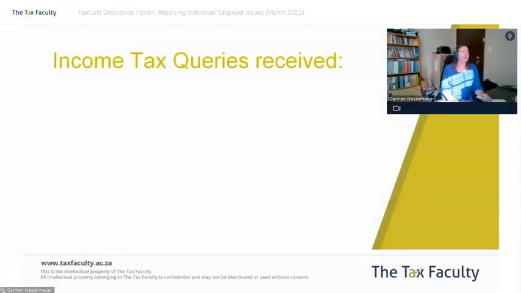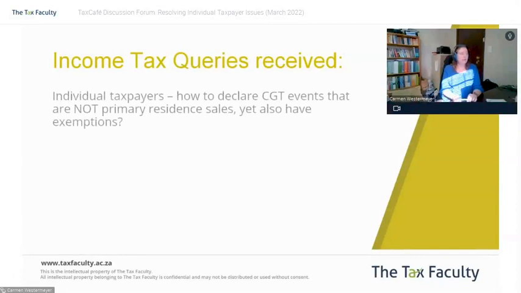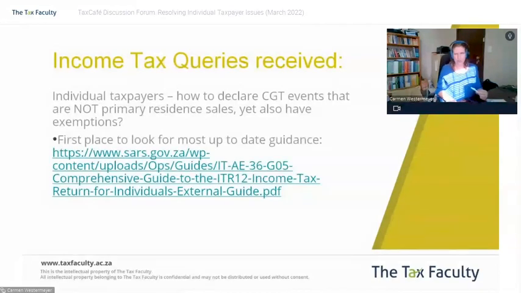All right. So, first income tax query received is what happens to individual taxpayers for how they declare CGT events that are not primary residence sales that also have exemptions attached to them. How do you declare them on the IT12?